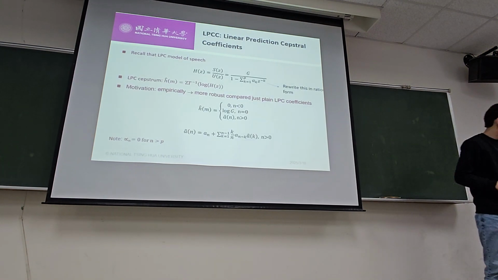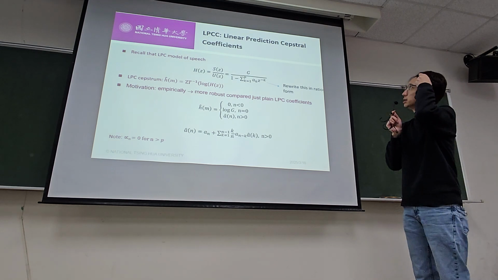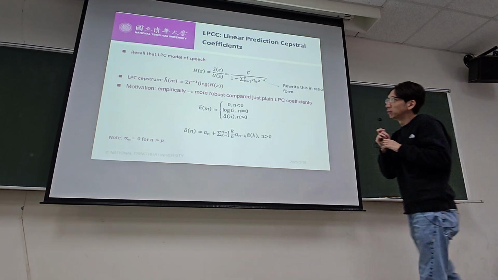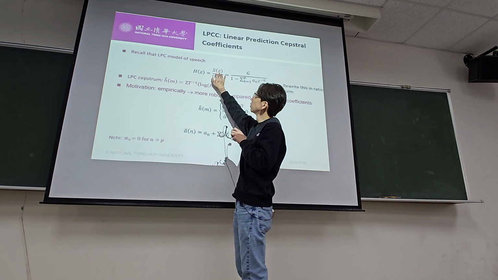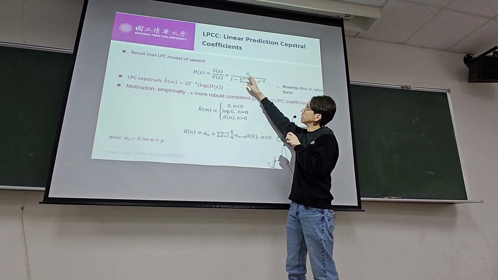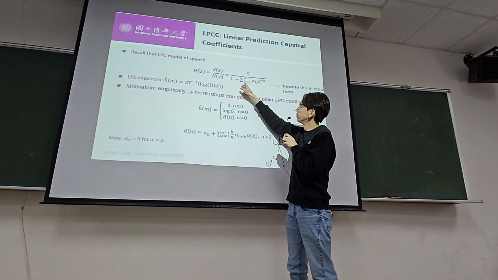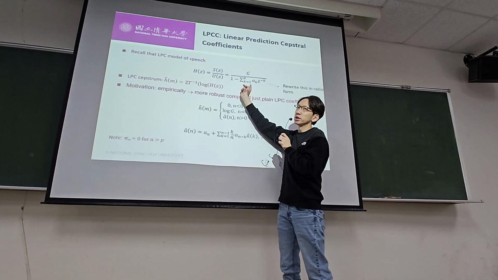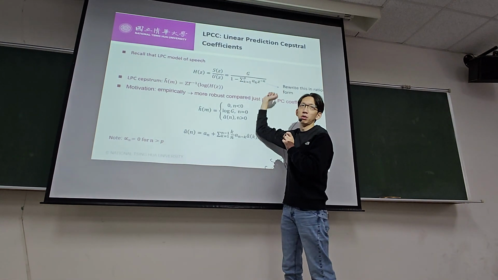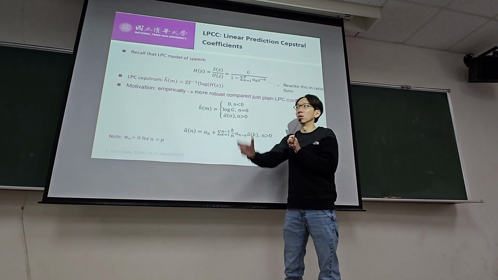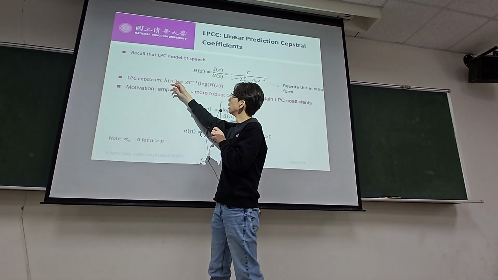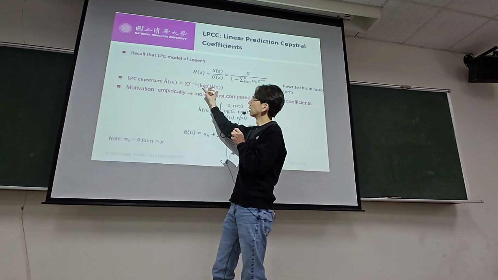First, let's recall LPCC, the linear prediction cepstrum. Recall the LPC model: H(z) equals the signal divided by the source, which equals G over 1 minus the sum from k equals 1 to P of alpha k z to the minus k. You just need to rewrite this polynomial form into a product rational form, which gives the pole locations. So the LPC cepstrum is just the inverse Z transform of the log of this thing.